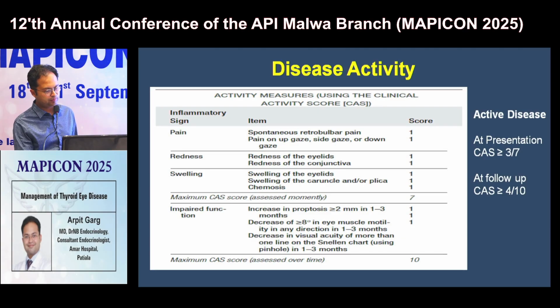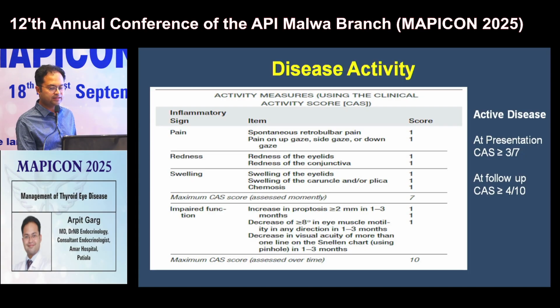These are the things, pain, redness and swelling, which are assessed at the initial visit of the patient, at the first visit. And when you follow up the patient, impaired functioning is checked, which is increase in proptosis of more than 2 mm in 1 to 3 months, decrease of more than 8 degrees in the eye muscle motility in any direction over 3 months, and decrease in visual acuity of more than one line in Snellen's chart over 3 months.